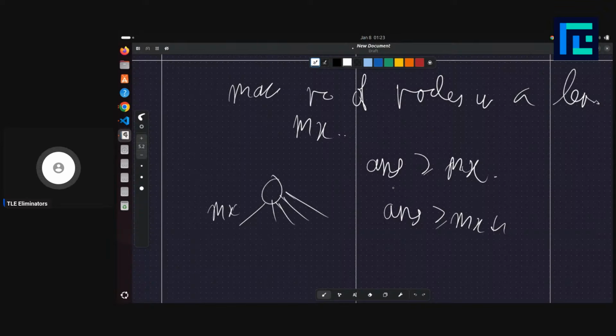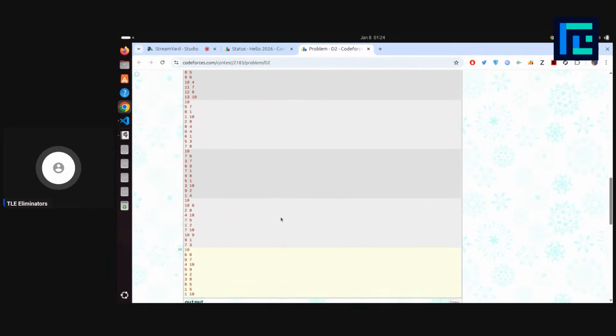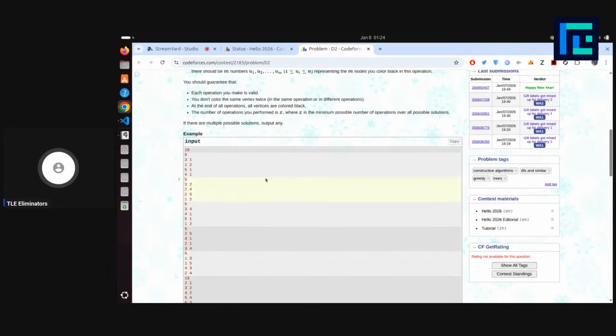Like we want to find the minimum, right? We found a lower bound, but is that lower bound tight? Can we do it in this many moves? And the answer is yes. And why? How do we know that? Because there are 10 samples, and in all 10 of them, this is working.